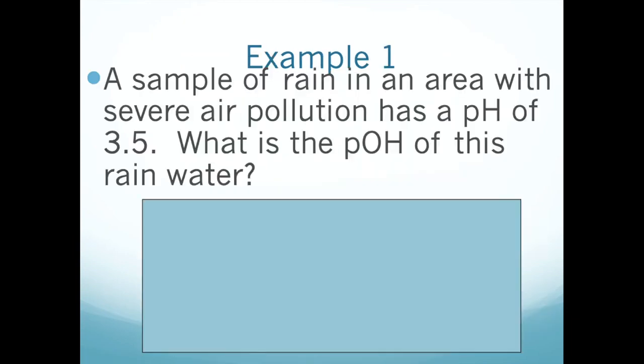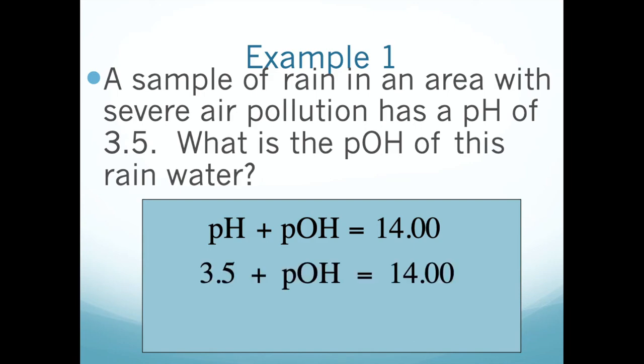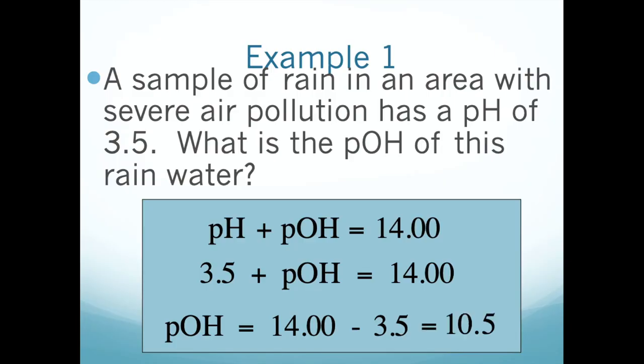A sample of rain in an area with severe air pollution has a pH of 3.5. What is the pOH of this rainwater? Well, this question relates pH and pOH, so this is probably going to be a relatively easy question. Think back to the formulas we've looked at: how are pH and pOH related together? If you recall, pH plus pOH adds up to 14. So if we wanted to find pOH, we just have to subtract pH from 14, which was 3.5, so pOH must be 10.5. Okay, that was pretty straightforward. These calculations don't have to be hard necessarily.